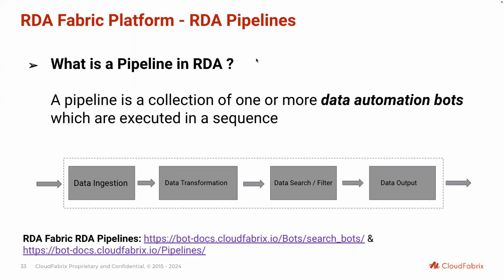Now let's talk about RDA pipelines. What is a pipeline in RDA? By definition, a pipeline is a collection of one or more data automation bots put together and executed in sequence to perform a data automation task. A data automation task includes data ingestion, which means data is coming into the platform, data being processed and transformed, data being searched and filtered, and data being transmitted to a target.